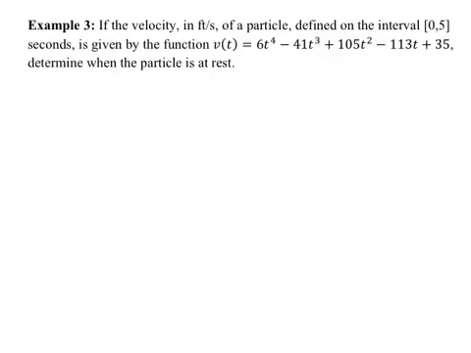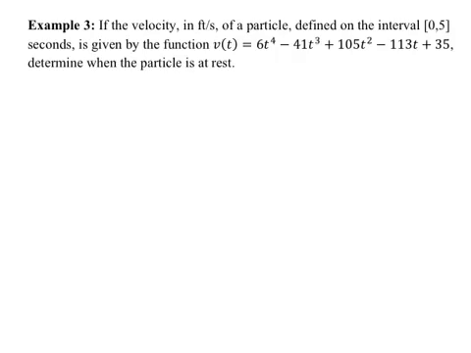Example 3. If the velocity in feet per second of a particle defined on the interval from 0 to 5 seconds is given by the function v of t equals 6t to the fourth minus 41t to the third plus 105t squared minus 113t plus 35, then determine when the particle is at rest.